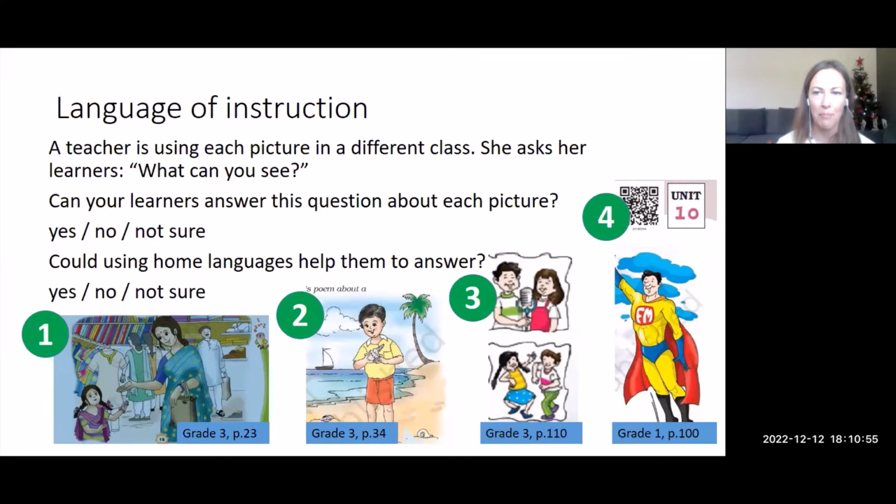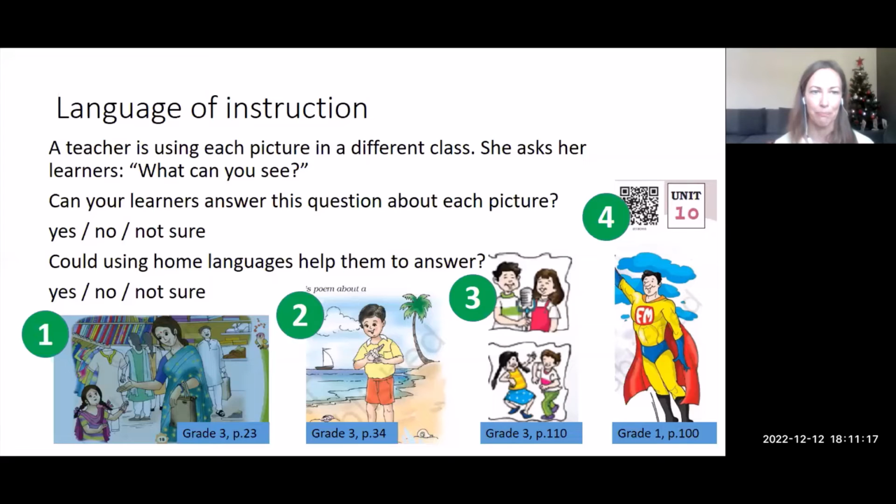Rebecca's saying they might know the picture if it's relevant to the age group of the children. That's an excellent point, Rebecca. Some people are saying yes, home languages, they can definitely interpret it. Yes, of course. And Lafa, they could answer in a mix. Yes. All right, let's talk about these pictures.